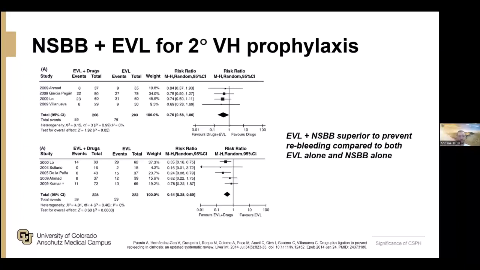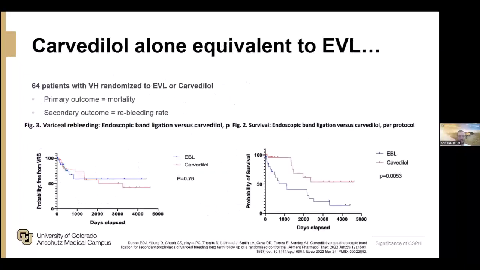Now, while that data is certainly convincing, I do want to show you this newer study, albeit small, just published last year, that actually took 64 patients who had presented with variceal hemorrhage, and after initial hemostasis, they were then randomized as outpatients to either receive carvedilol alone or undergo a series of sequential endoscopies for variceal band ligation. The primary outcome was mortality, and the secondary outcome was rebleeding rate. And on the left, I'm showing you the Kaplan-Meier curve for probability of bleeding, and you can see there is no difference.